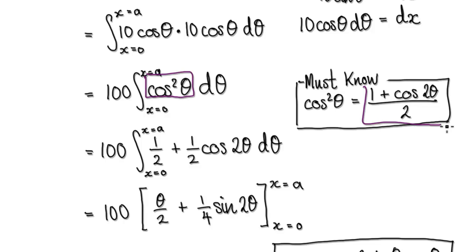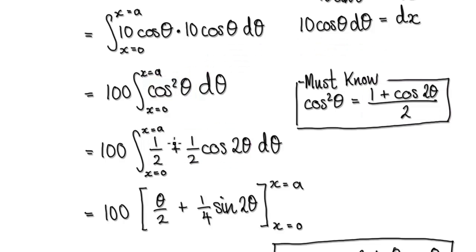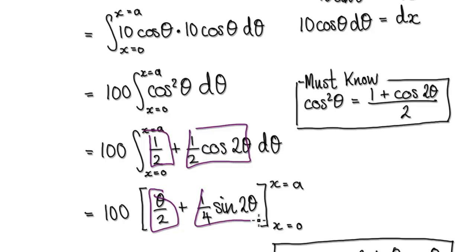Cos squared is this thing here, which you've seen many times. We can put this into here. That will then give you this. So now this thing would be easy to integrate. Integrate this, that will be theta over 2. Integrate this, that will then give you this.